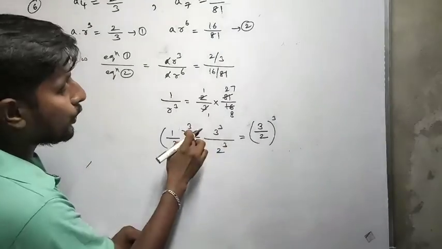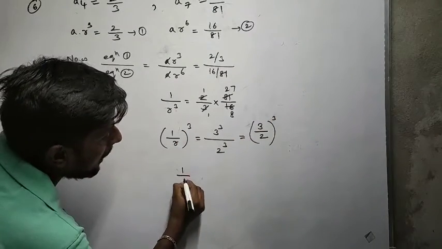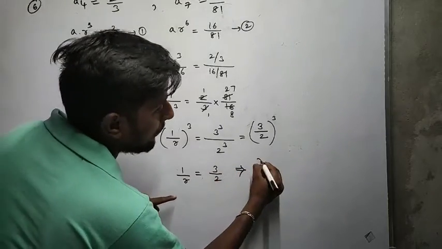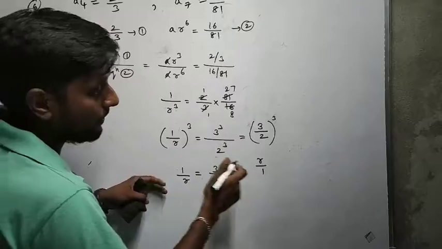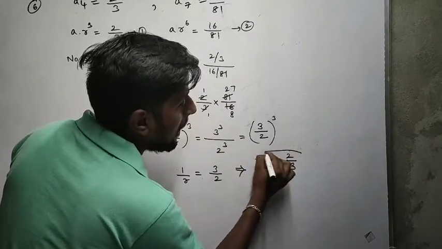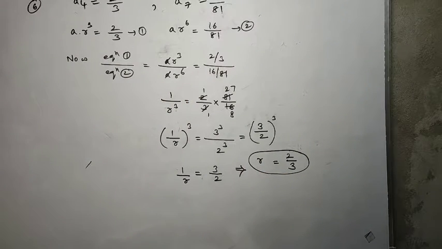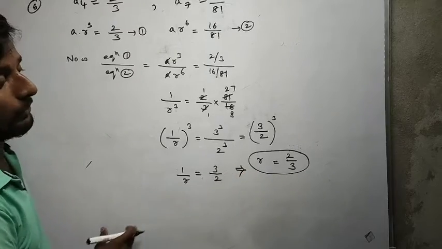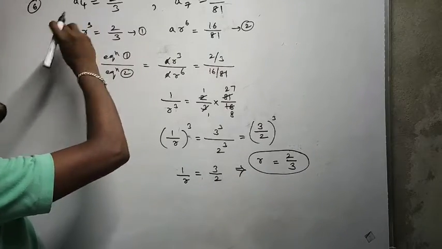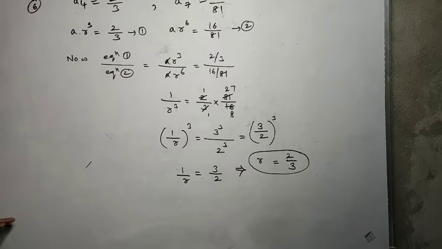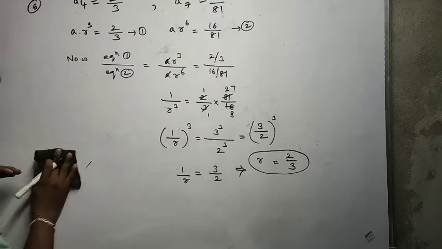If you compare both, the cube is the same. So 1 by R value is 3 by 2, which implies if you take the reciprocal, R by 1, if you reverse the fraction, then we get 2 by 3. R by 1 is nothing but R only, correct? So up to here clear. We got the R value. By using this R value we'll find the value of A. I think we'll get 1 or something. Let's see.